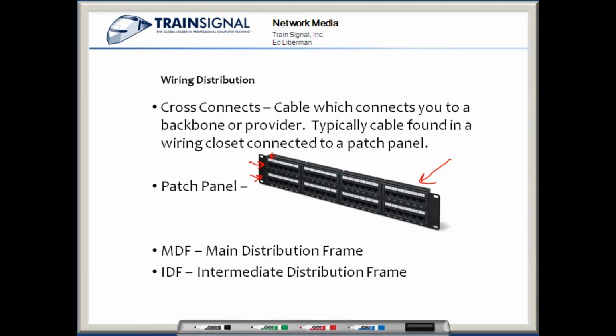The main distribution frame, I should say, you find in your wiring closets, whereas your intermediate distribution frame you find out in the office, where you might need to have an intermediary connector. Don't worry about them. They're just definitions. MDF, main distribution frame, IDF, intermediate distribution frame.